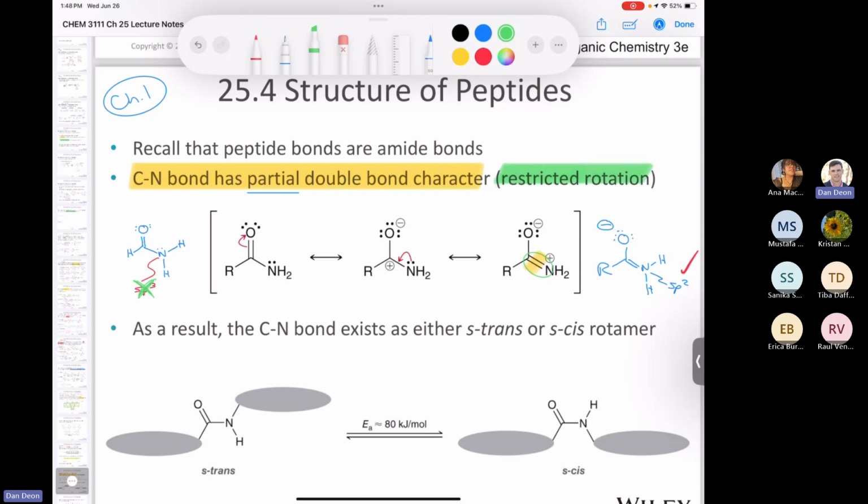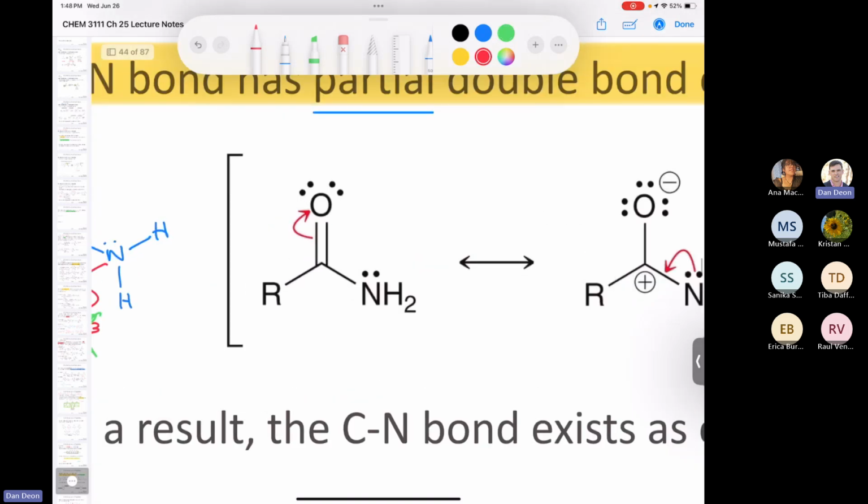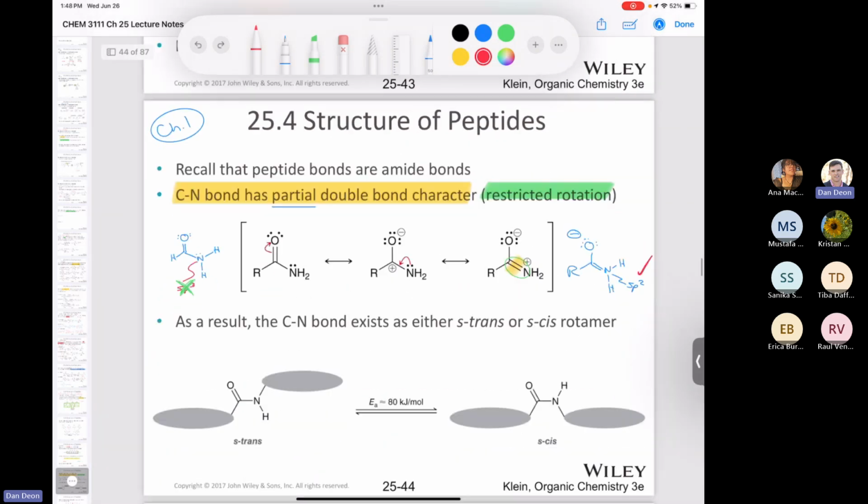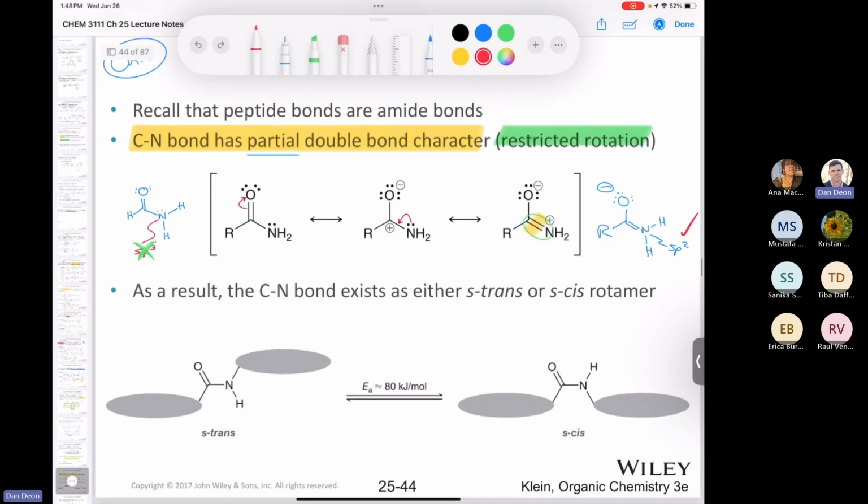Right? If I just showed you this structure, you'd say, oh, well, this bond can rotate like nothing. It just spins around and around. But then if you look at the full picture, that cannot rotate. And so since there's partial double bond character there, it means the barrier of rotation between the S-cis and the S-trans is really high. It's 80 kilojoules per mole. So it's a pretty high barrier to rotation.